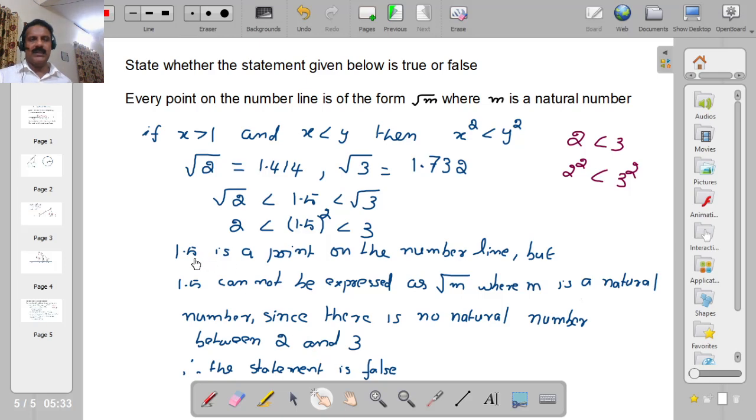I am reading the statement. 1.5 is a point on the number line, but 1.5 cannot be expressed as square root of m, where m is a natural number, since there is no natural number lying between 2 and 3. Therefore the statement is false.